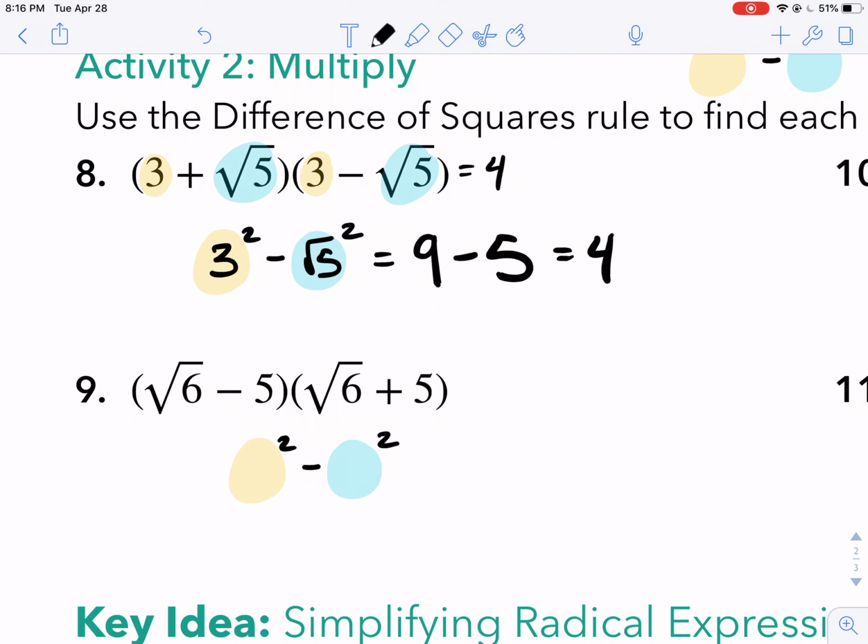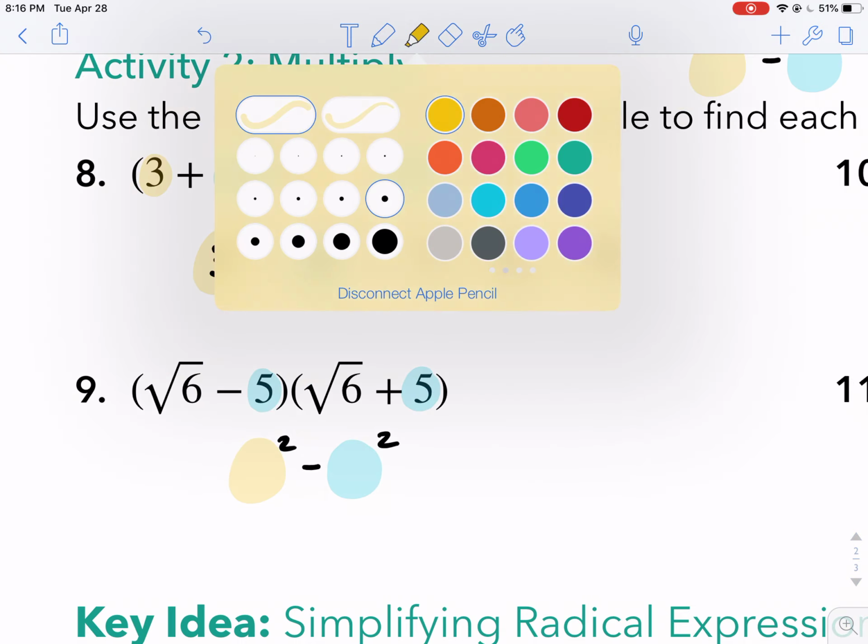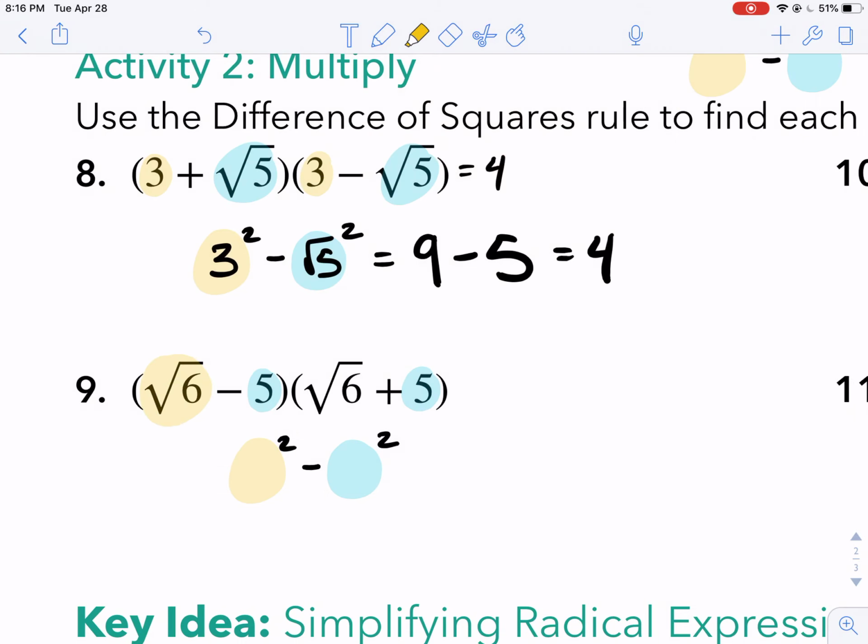So here we have the square root of 6 plus 5 times the square root of 6 minus 5. Because these are conjugates, we can plug those into our difference of squares formula. That's square root of 6 squared minus 5 squared. The square root of 6 squared is just 6, and then 5 squared is 25. 6 minus 25 gives us negative 19.